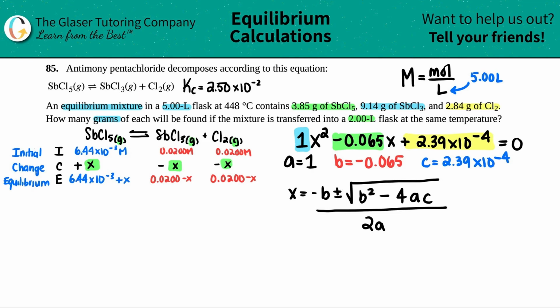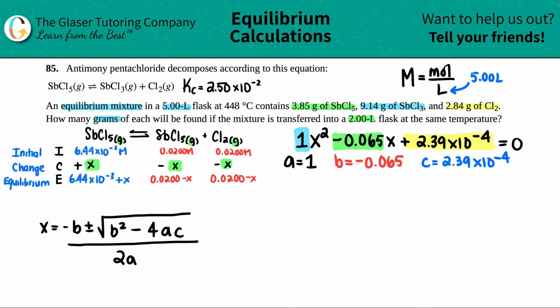So let me just get rid of a little bit of this. So maybe I'll just put that as a reference over here. So what I'm going to do is I'm going to use this formula and just plug in my A, B, and C values. So we have x equals b, which is this, right? And it's a negative b, but this is negative, so it should be a positive value. So it should be 0.065 plus or minus the square root of b squared. So I take the same number, negative 0.065.